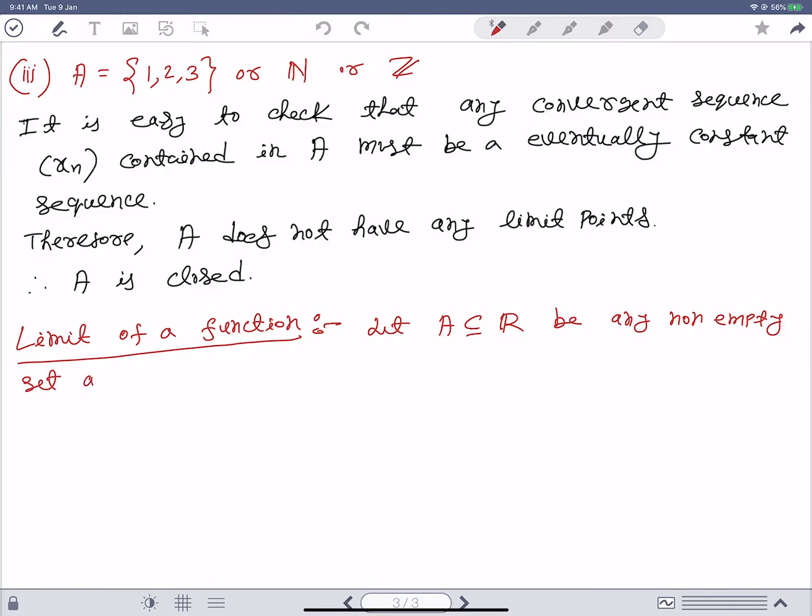Okay, and let a point a be a limit point of A. So for simplicity, you can assume A is an interval. Okay, so you can assume A as an interval, but this is true for any set. Okay, now let f: A → R be a function.